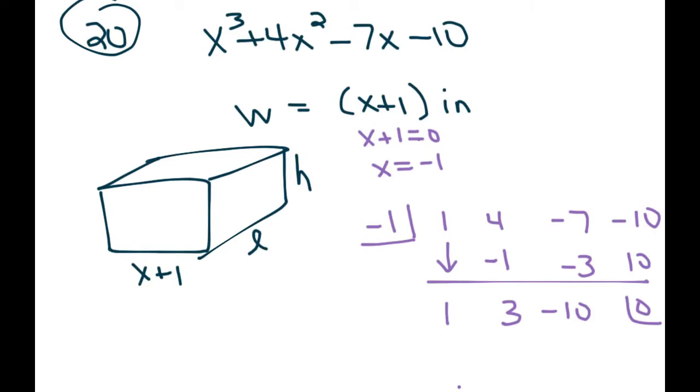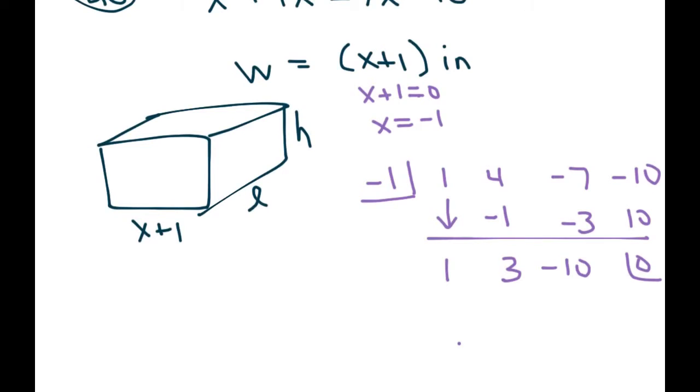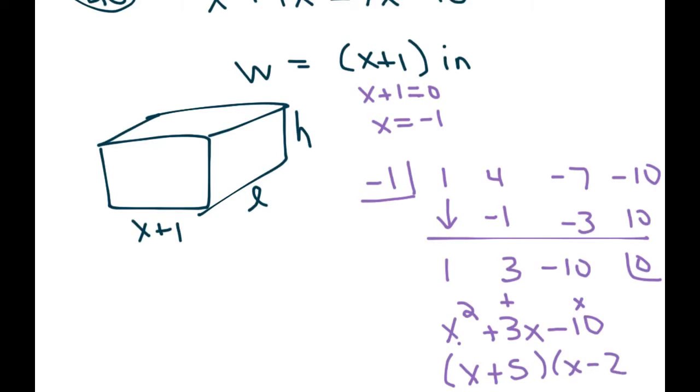If x plus 1 is one of the dimensions, then the remainder better be 0. The quotient would be x squared plus 3x minus 10. And then you could easily factor that by finding the two numbers that multiply to give you -10 but add to give you 3, which would be x plus 5 and x minus 2. And so that would be your other two dimensions, and it doesn't matter which one's length and which one's width.